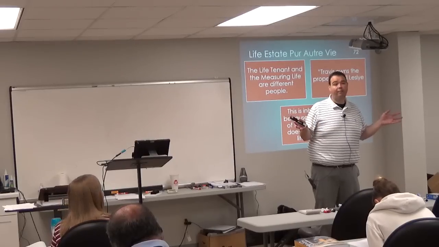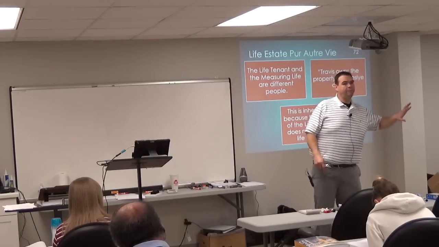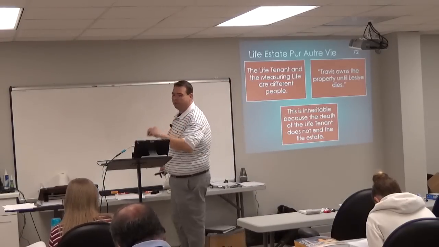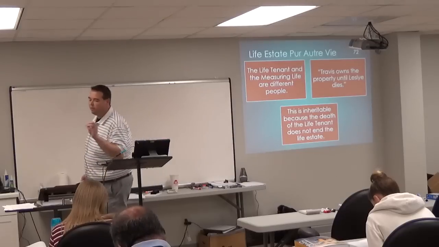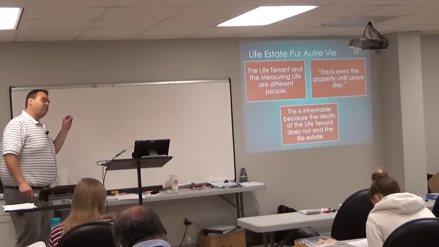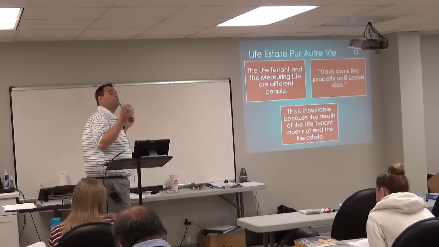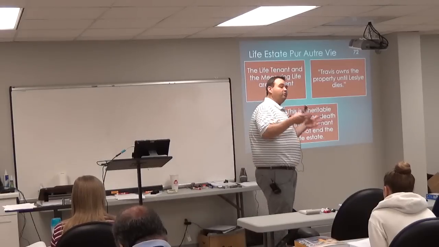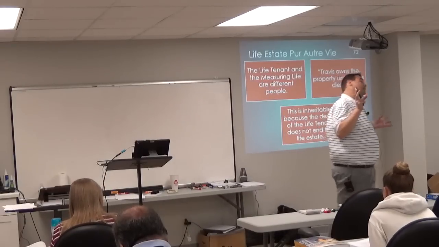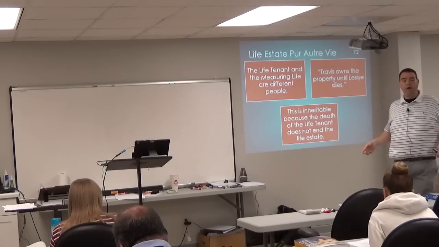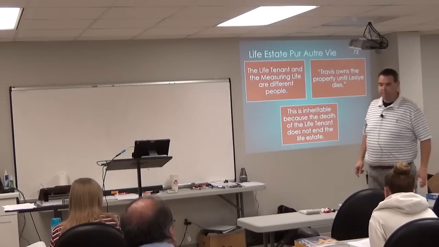Is everybody okay with that? It's just the way we describe it. Doesn't change the way it's structured at all. Doesn't change anything about the reversionary interest. Doesn't change anything about the remainder interest. Those all stay the same. It's just if the measuring life and the life tenant are the same person, it's conventional. If the measuring life and the life tenant are different people, it is pour autre vie. All right, so I want you to help identify this one.